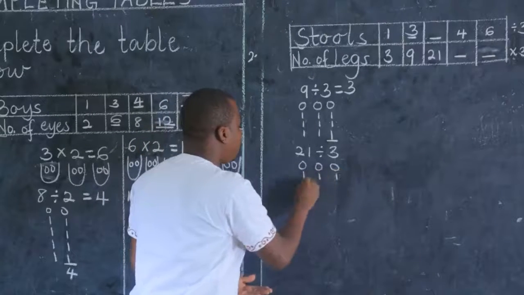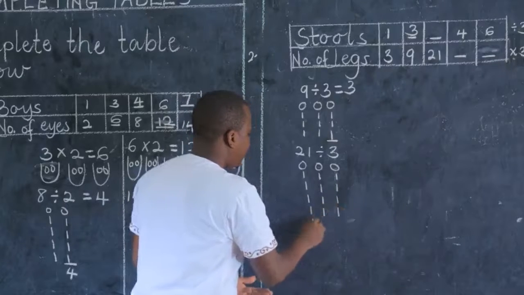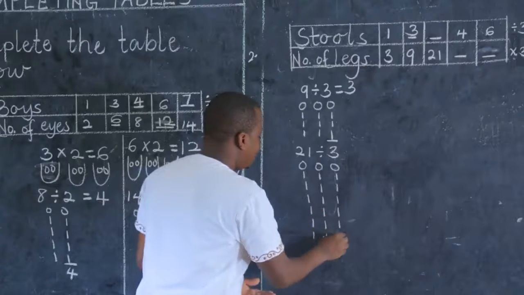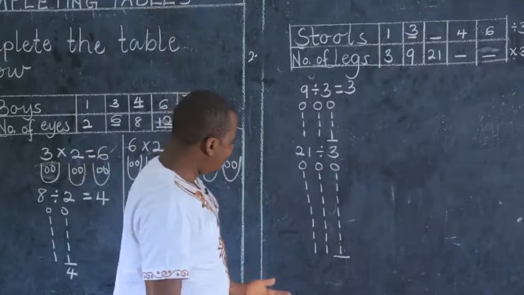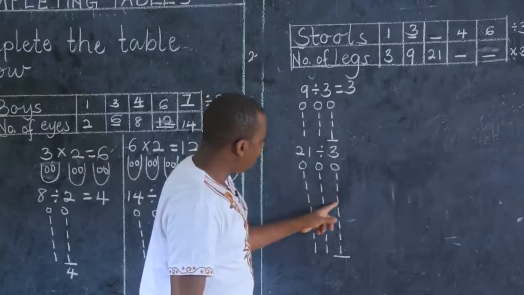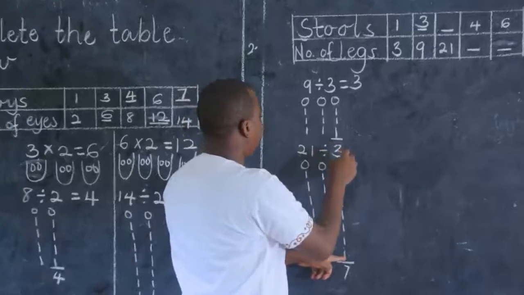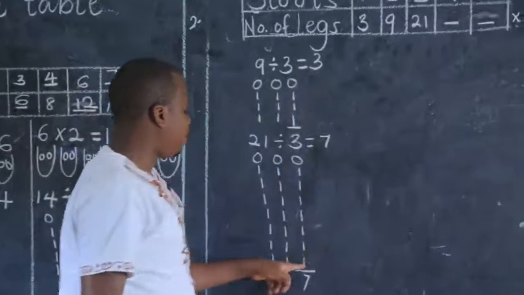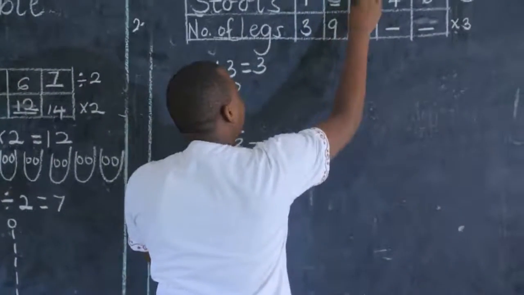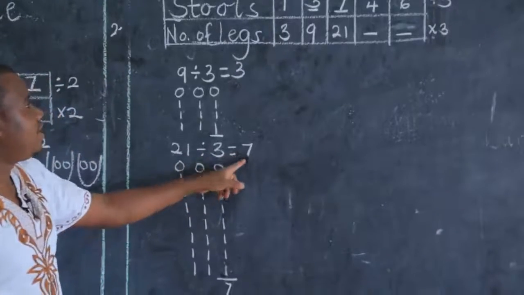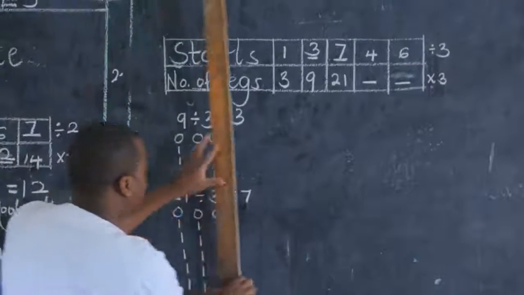1, 2, 3, 4, 5, 6, 7, 8, 9, 10, 11, 12, 13, 14, 15, 16, 17, 18, 19, 20, 21. How many has each got? Let's count together. 1, 2, 3, 4, 5, 6, 7. So I have 7 here. Then I'll also come and say this one is 7. So after getting your answer, don't forget, go and complete. Meaning 21 divided by 3 is 7. You have finished that. Can we quickly go to the next one?